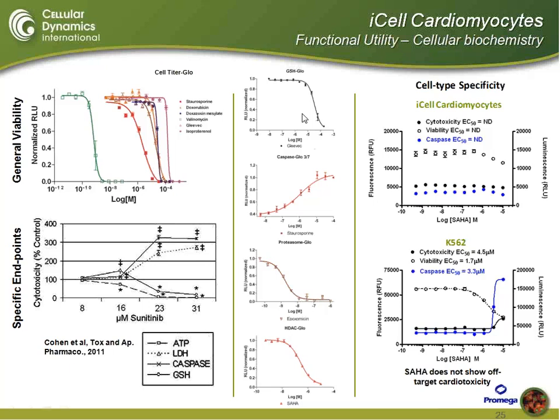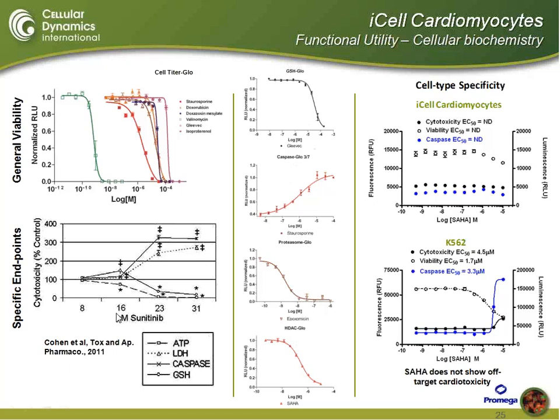So as an example, we have the GSH-Glo to look at oxidative stress, Caspase-Glo to look at apoptotic activity, Proteasome-Glo and HDAC-Glo to take a look at the histone deacetylase as well. And you can really take any of these specific endpoints and find out not just whether or not your compound kills the heart cell, but you can start to look at why it kills it.